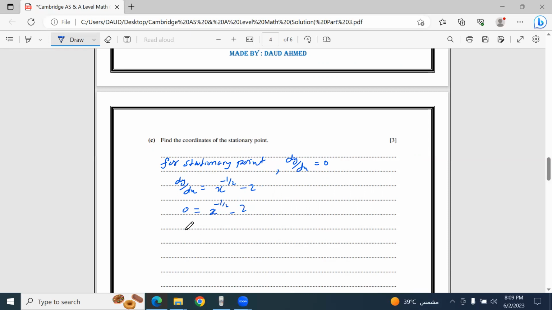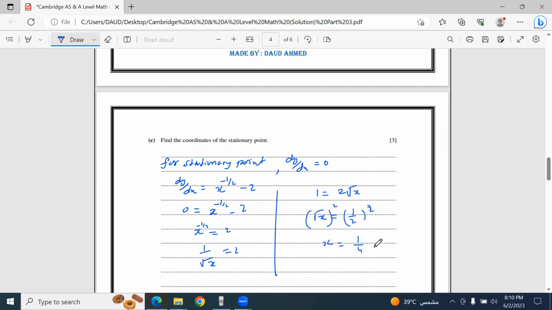We can say that x power -1/2 equal to 2, or 1 over square root of x equal to 2, or we can change into reciprocal or cross multiply. For example, 1 is equal to 2 square root of x, or square root of x equal 1/2. By taking square on both sides, we will get the value of x, which is 1/4.